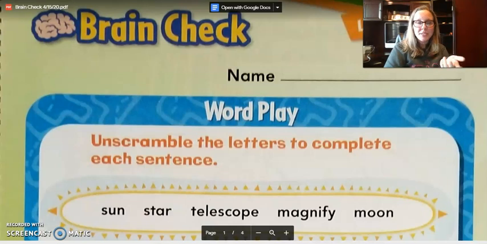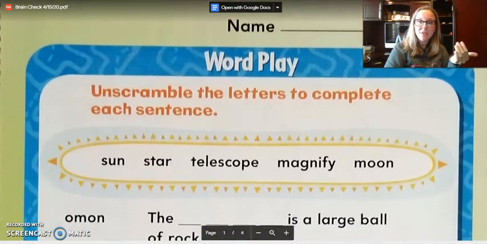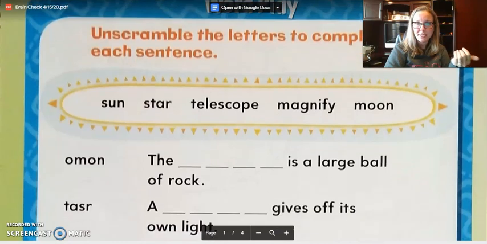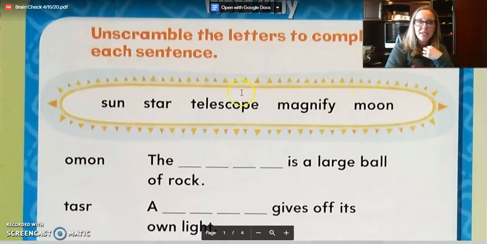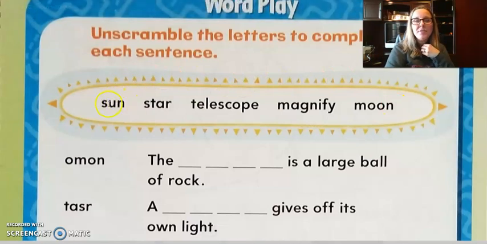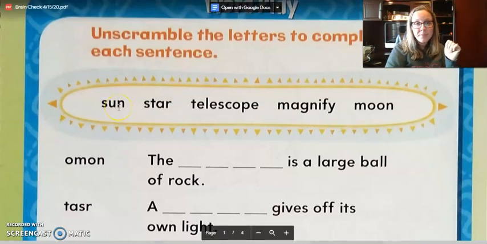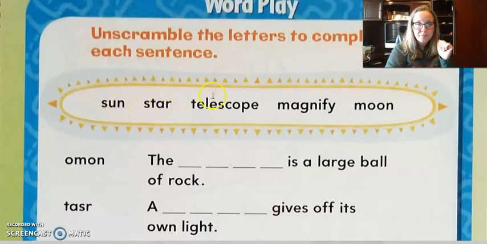So the directions on this page say to unscramble the letters to complete each sentence. Now up here inside this box, it kind of looks like a stretched out sun. These are the 5 vocabulary words that we learned yesterday when we went through the first part of our chapter. So this is the word sun, star, telescope, magnify, and moon.